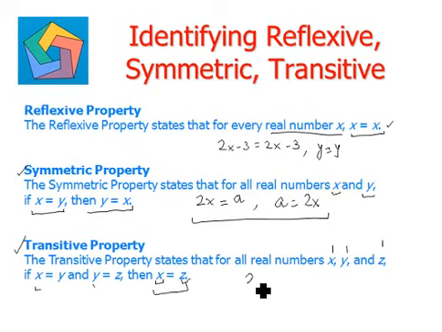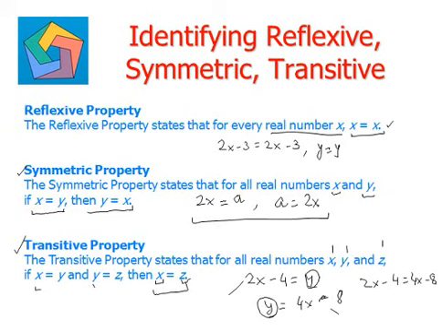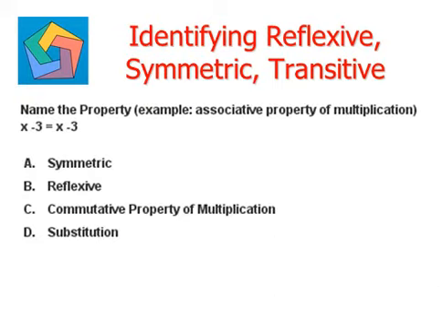If 2x minus 4 equals y and y equals, say, 4x minus 8, then we can say 2x minus 4 equals 4x minus 8. The common element, that is y in this case, gets eliminated and we are left with these two expressions themselves. So let's look at some questions to understand these properties, which will now be simple to understand.